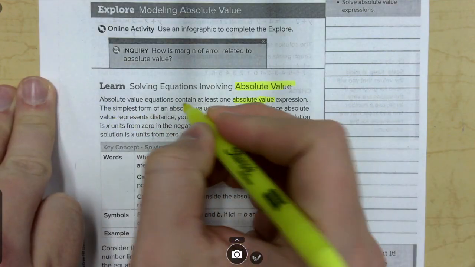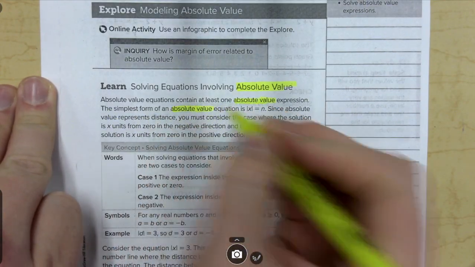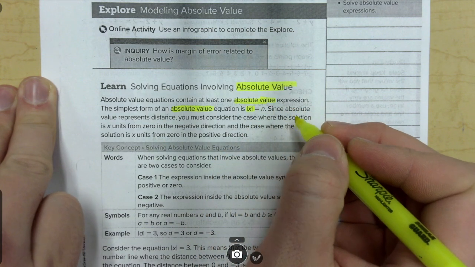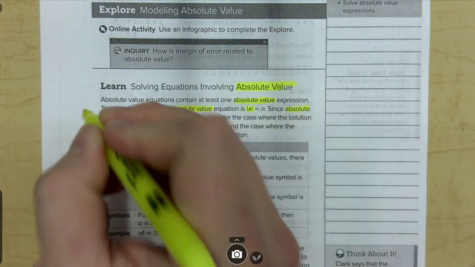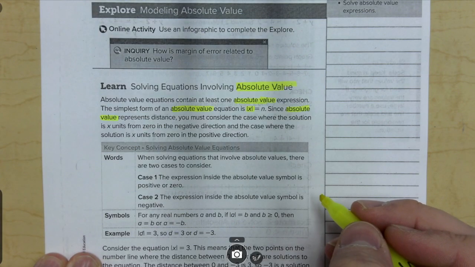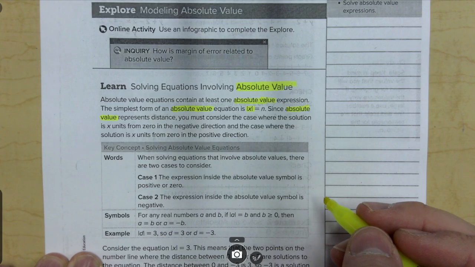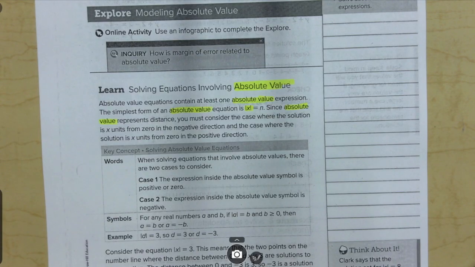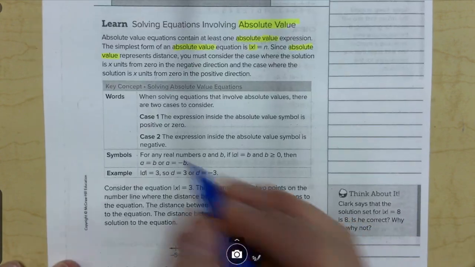Absolute value. The simplest form of the absolute value equation is absolute value of x equals n. Since absolute value represents distance, you must consider the case where the solution is x units from 0 in the negative direction and the case where the solution is x units from 0 in the positive direction. So what this means is every problem is going to be broken into two problems, one where we are going to get a positive value and one with a negative value.